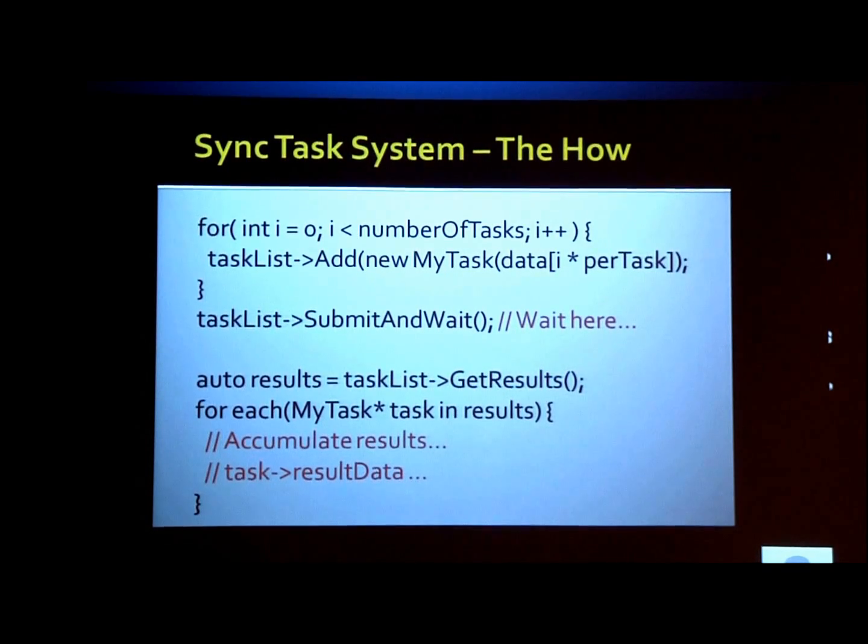Now, here's an example of using a task list in code. Say you have a for loop, you have a task list, and you're adding a new task, and maybe you have this data, which represents some sort of array of objects that you're trying to operate on. Now you want to operate on a subset of that array. So you say, all right, give me each subset, run it in a task, submit all those tasks, and wait. Once you're done waiting, you can just grab the list of the tasks you ran from your task list and pull data out of it.